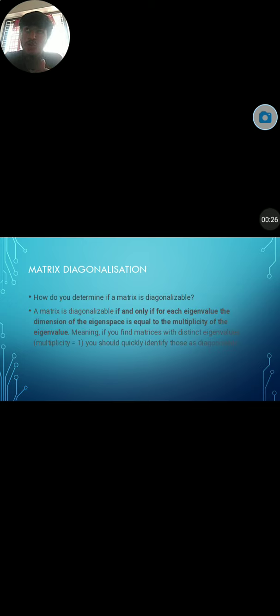And how do you determine whether a matrix is diagonalizable? When will we call a matrix diagonalizable or not? A matrix is diagonalizable if and only if, for each eigenvalue, the dimension of the eigenspace is equal to the multiplicity of the eigenvalue. Meaning, if you find a matrix with distinct eigenvalues, the multiplicity is equal to 1. So if we have distinct eigenvalues, then the multiplicity will be 1. You should quickly identify those as diagonalizable.